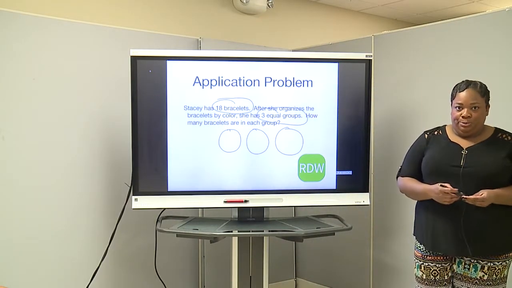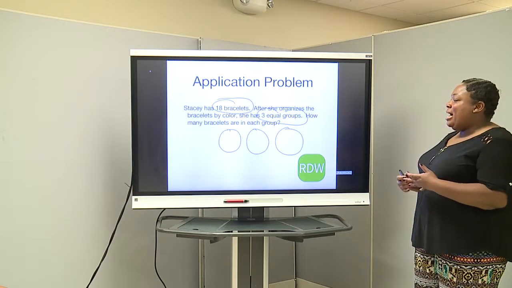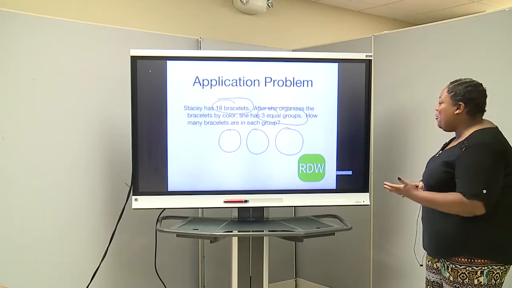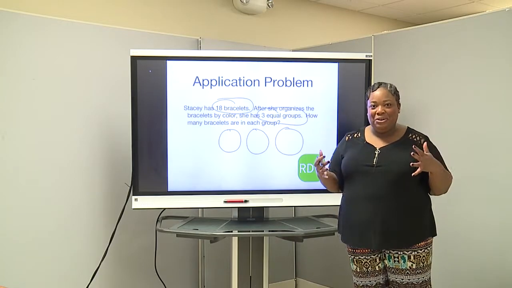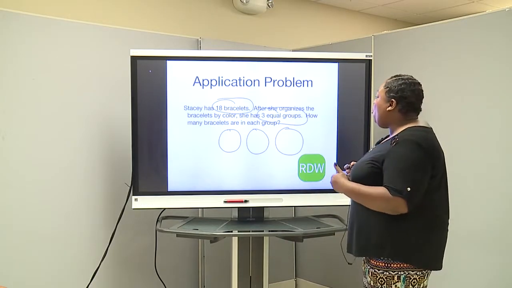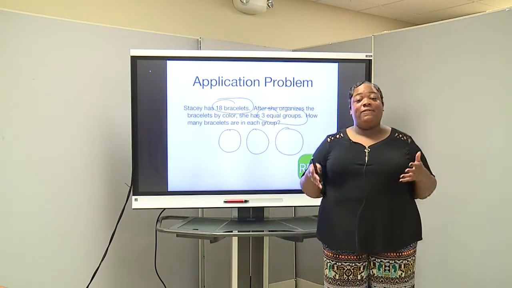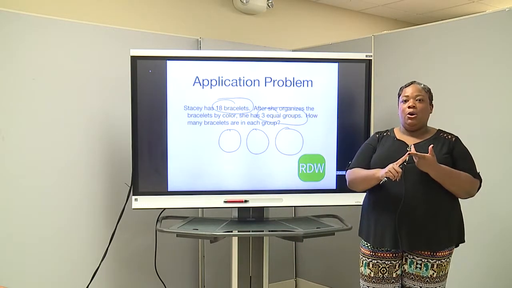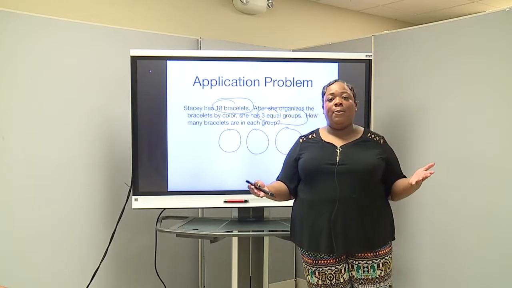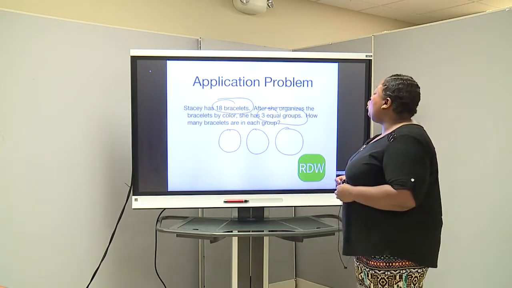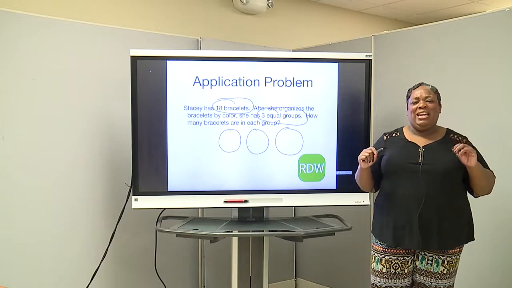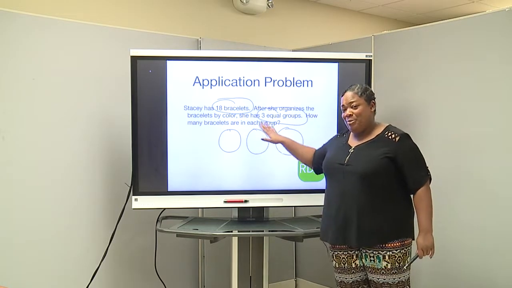And what did I do? I organized them by color. Now, it doesn't matter what color because that actually has nothing to do with the problem. All we want to know is how many are in each group. So we're really just looking for the size of the group. We have our total, we have the number of groups. We need to know how big each group is. So does anybody remember what we did yesterday to make sure that all groups are equal?